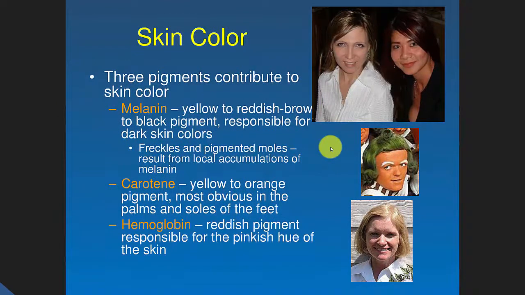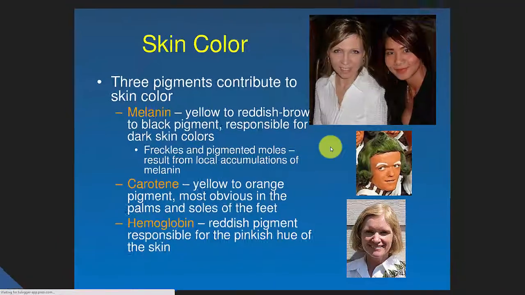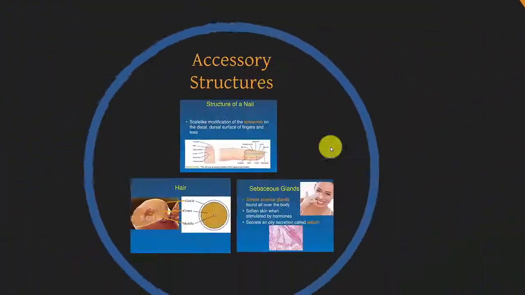Skin color is mainly from 3 different pigments. So melanin, that's what gives us a tan or a yellowish to brownish color. Also freckles and pigmented moles are made of melanin. Carotene, if you eat a lot of carrots, you really will turn orange. Obviously not orange enough to be an Oompa Loompa, but you will turn orange because of carotene. Hemoglobin gives us a reddish pigment. So not much there with skin color.